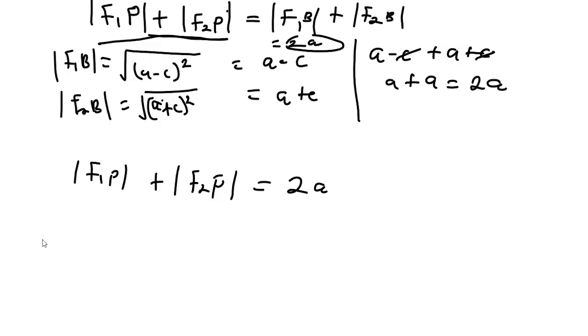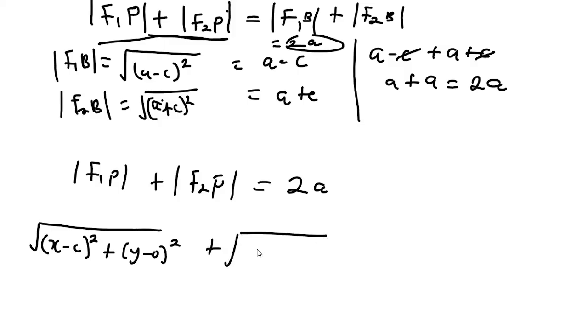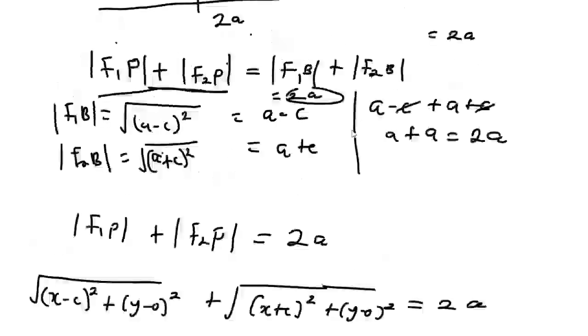Okay, so in this case, we're going to get square root of x minus c all squared plus y minus 0 all squared, then plus the square root of, so the second part, we get x plus c all squared plus y minus 0 all squared. Then this is equal to 2a.